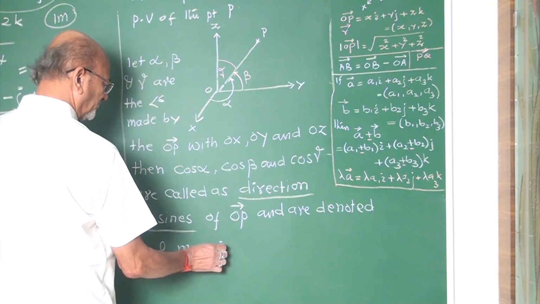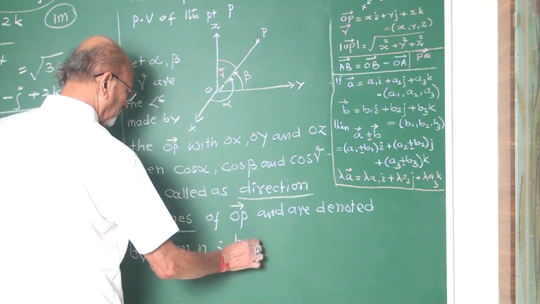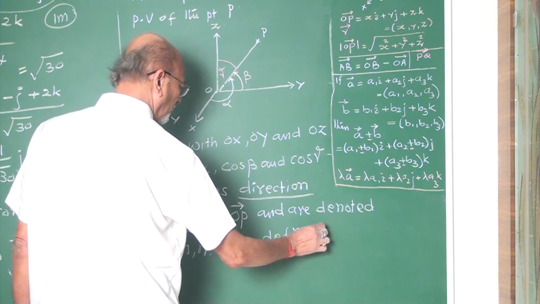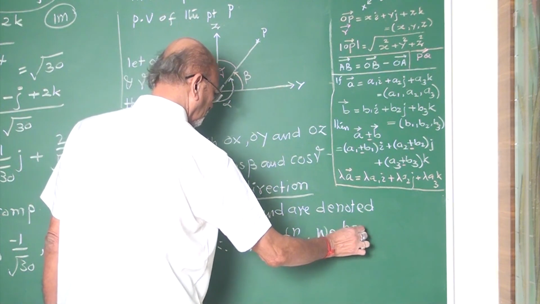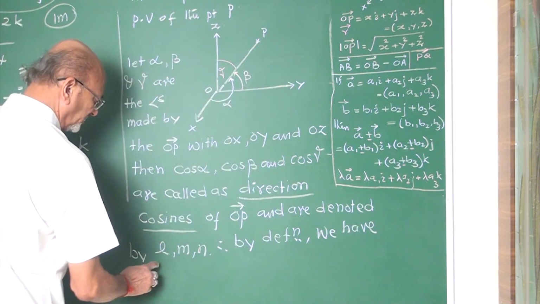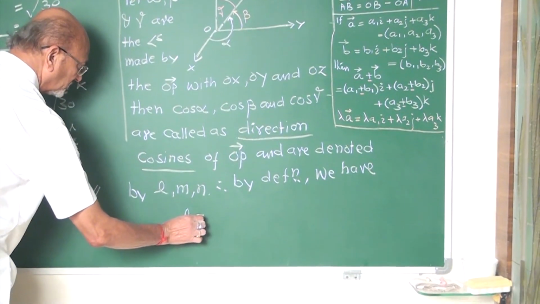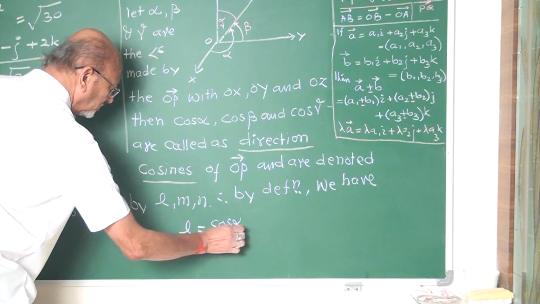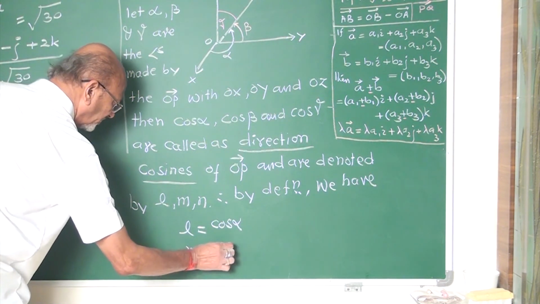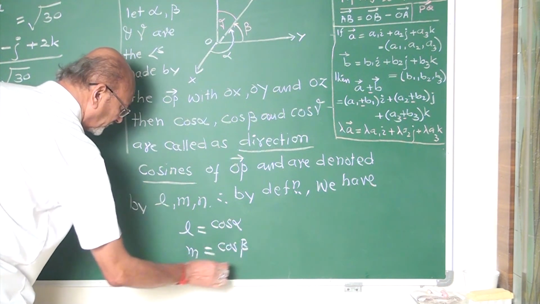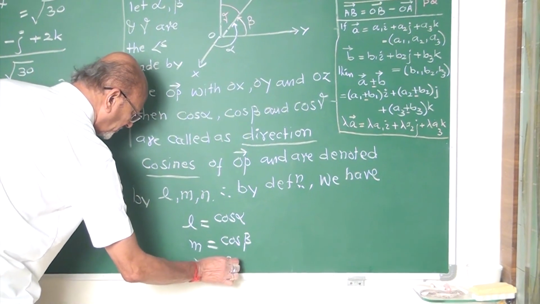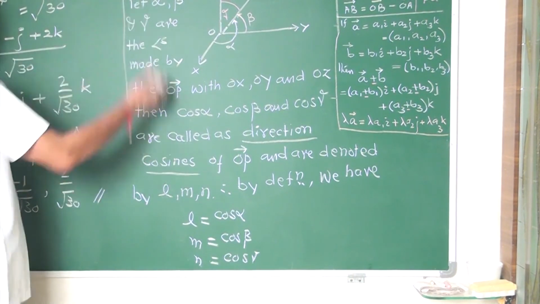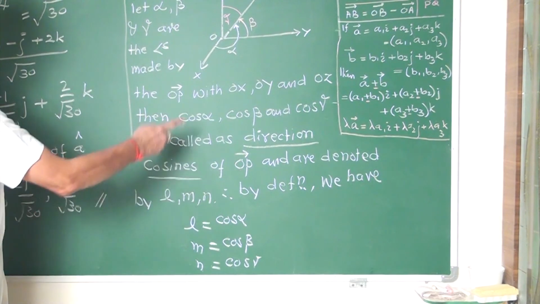Therefore, by definition, we have l corresponding to cos alpha, m second, cos beta, n third, cos gamma. Yes, my friends, this is the definition of direction cosines.